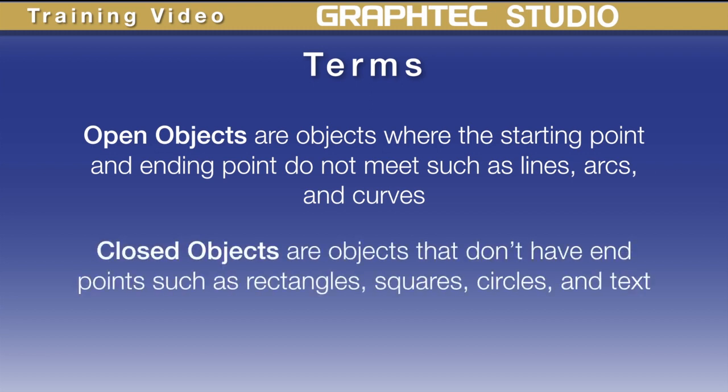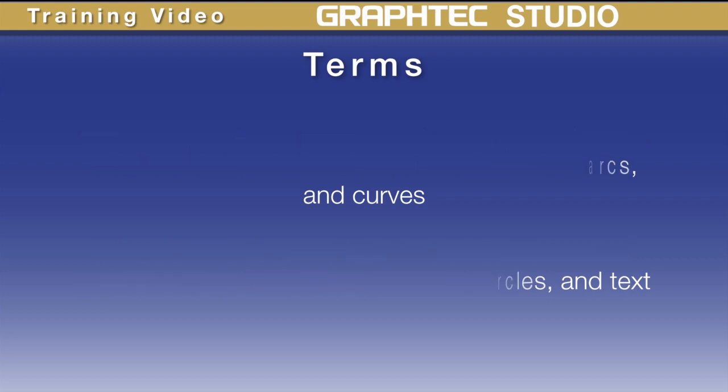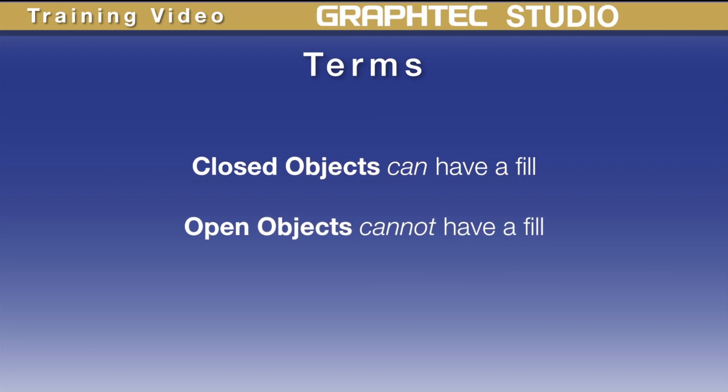Closed objects, as you may have guessed, are objects that don't have endpoints. Rectangles, squares, circles, text are all examples of closed objects. They are called closed because they can have a fill. In fact, and we'll be getting into this later, to test to see if an object is open or closed, apply a fill to it. If the object accepts the fill, it's closed. If it doesn't show a fill, then it's open.